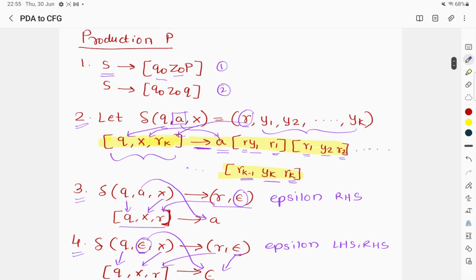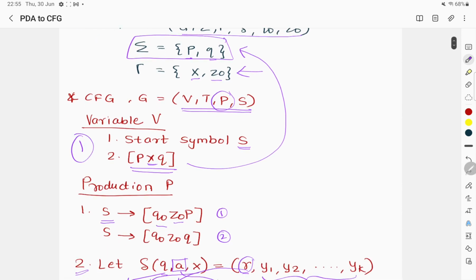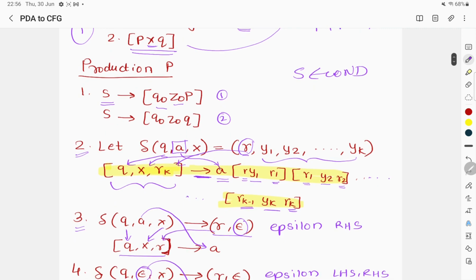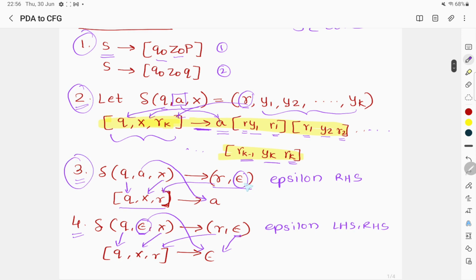So for any type of PDA, if I want to convert it to CFG, there are two things that I should be doing. The first thing is that I will write down all the variable names. The second thing is that I will write down all the productions. When I am writing the productions, they come in four types. First type, the start state. Second type, the transitions where we have y1 to yk on the right hand side. Third, when we have epsilon on the right hand side. Fourth, when we have epsilon on both the left and right hand side. So we have seen how we handle all of them. Now let's take an example and try to solve it.